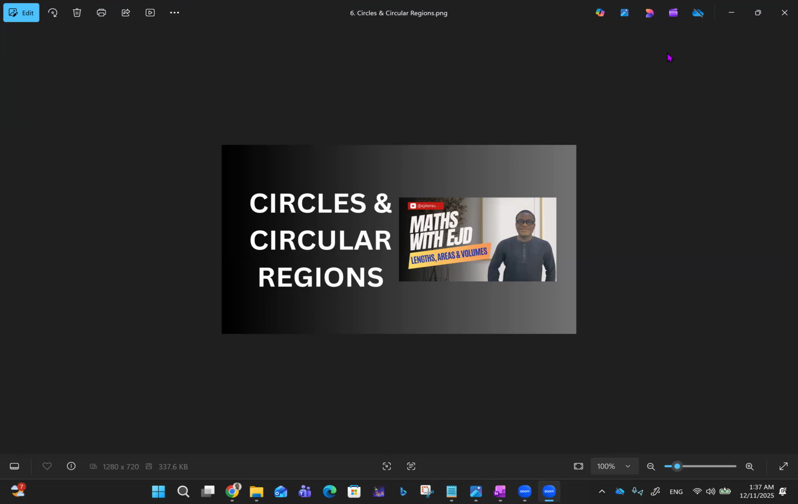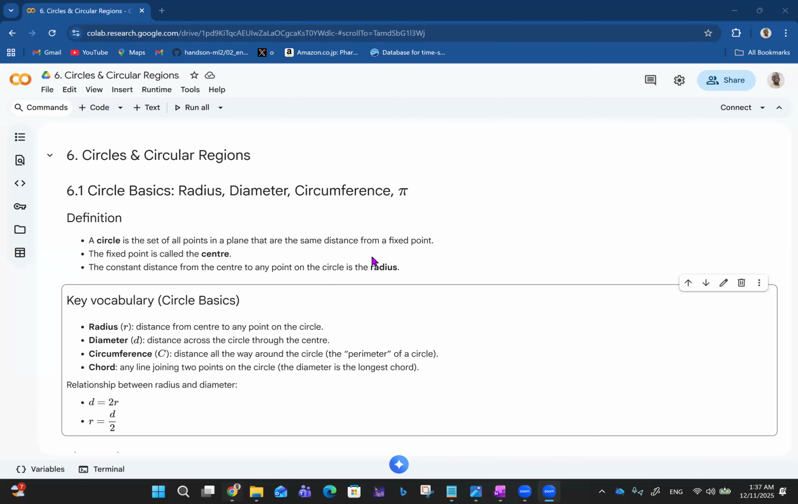We continue with lengths, areas, and volumes, and here our focus shifts to circles and circular regions. In the last two videos, we talked about quadrilaterals, breezing through the ideas of rectangles, squares, parallelograms, kites, rhombuses, and of course trapeziums. So now let's talk about circles and things related to circles, circular regions.